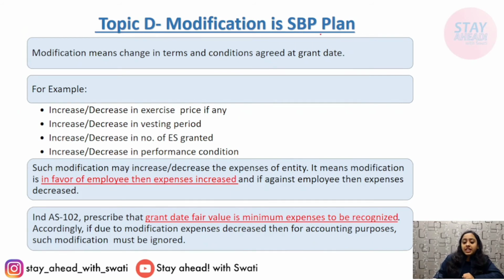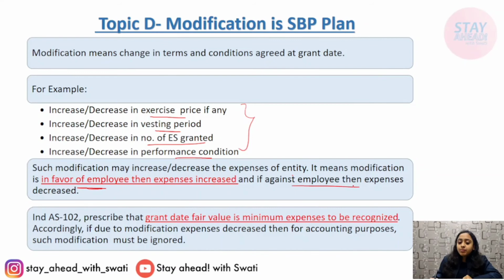Modification in the share-based plan, if any, then what happens? The terms and conditions agreed at the grant date, there can be any increase or decrease in the exercise price, increase or decrease in the vesting period, increase or decrease in the employee equity shares granted, or the performance condition. There can be any sort of changes. Such a modification may increase or decrease the expenses of the entity. If the modification is in favor of the employee, it will increase the expenses of the company, because it is favorable to the employee, meaning there will be an additional payout to the employee. It increases the cost of the company and therefore is recorded immediately.